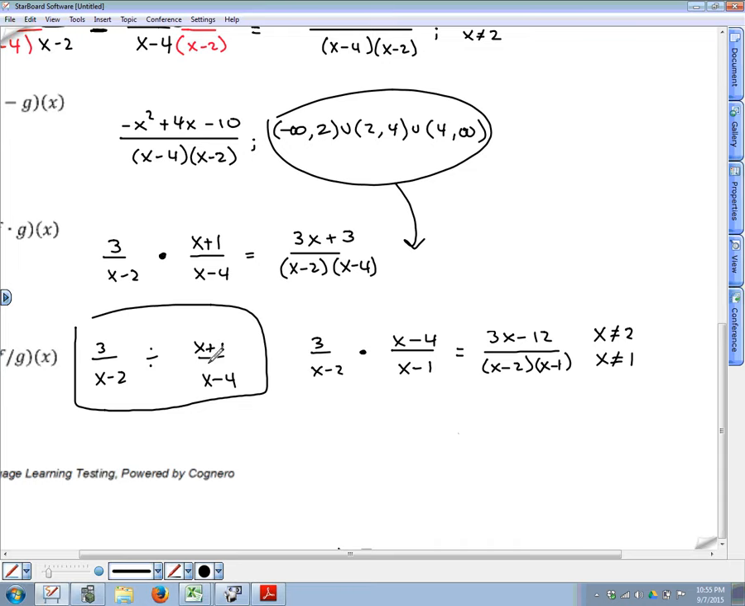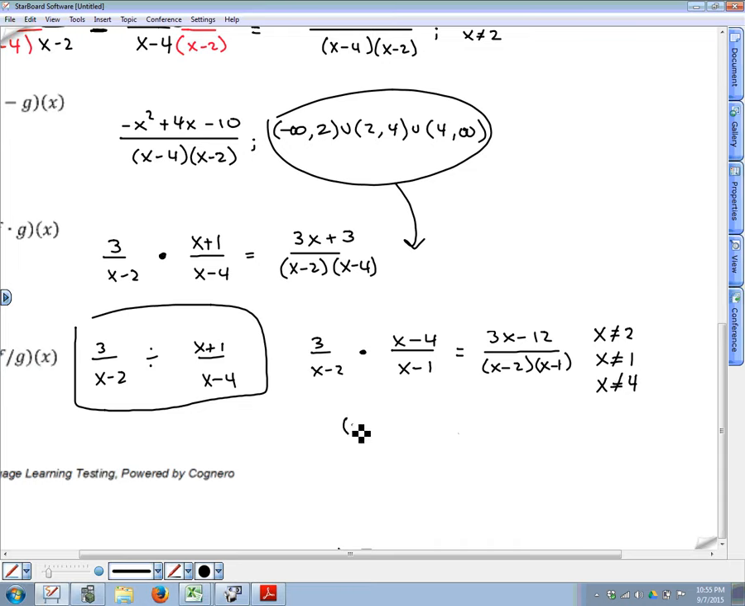this expression divided by this expression. In order for this problem even to work or to be defined, we would have had to exclude positive 2, which we already have, but also we have to exclude positive 4. If x equals 4, then 4 minus 4 is 0. We'd be dividing by 0. This would be an undefined problem, and the rest of it wouldn't have mattered. So there is one more exclusion here. X cannot equal 4.